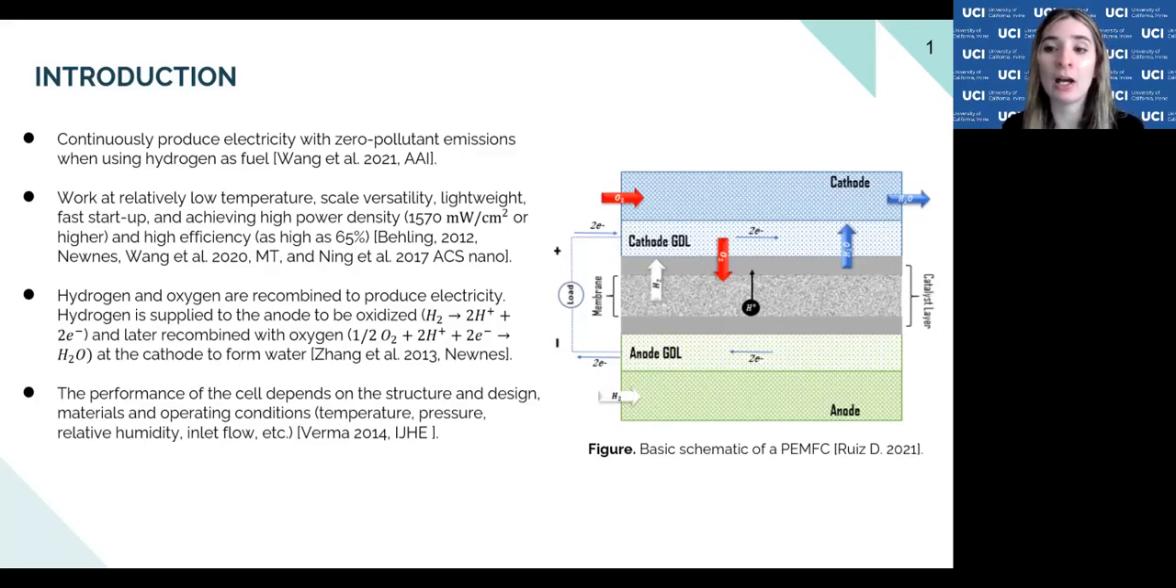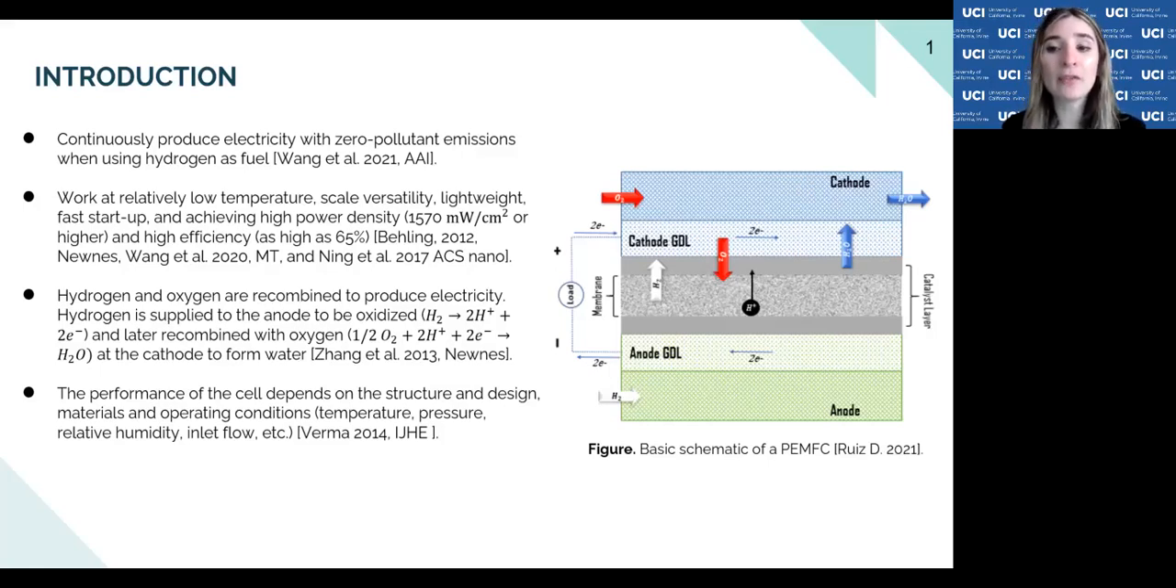And then hydrogen gets oxidized to produce protons and electrons that travel to the other side of the cell by the membrane and the external circuit, as you can see over here and over here, respectively. And at the cathode, oxygen is supplied to react with the protons and the electrons to be recombined to form water and producing heat with this reaction.